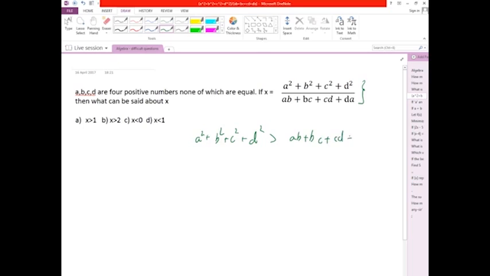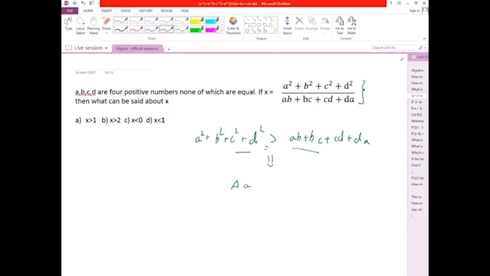This will be what we'll use. So this is greater than this, and hence these two will only be equal when these two expressions are equal. Actually, when all the values are equal, ab equal to bc equal to cd equal to da, in which case this will be equal, otherwise it will be greater. I think we'll skip this for now. We'll do it when we do AM greater than GM.